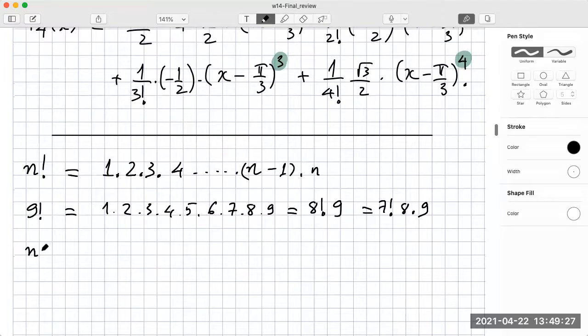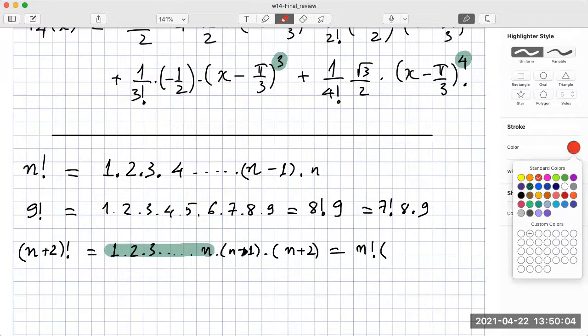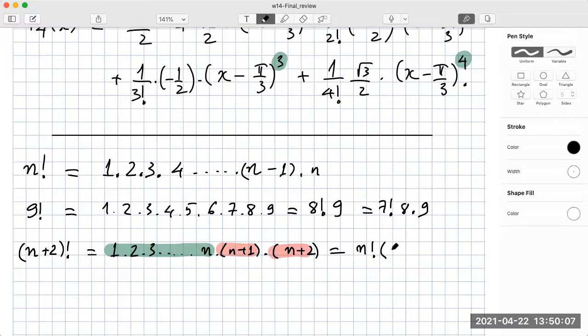Therefore, in abstract form, n plus 2 factorial here, it would be 1 times 2 times 3, etc. until n. The next integer after n will be n plus 1. Very good. And the next one, n plus 2, right? All these guys from 1 to n here, we can write as n factorial. Then remember, there is this guy, n plus 1, and n plus 2 right here. So don't miss it.